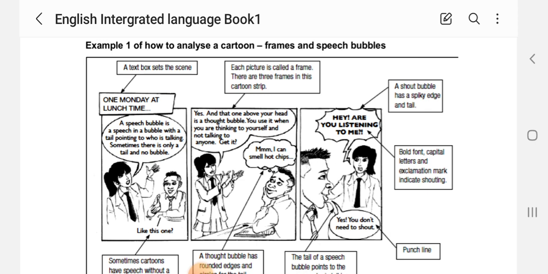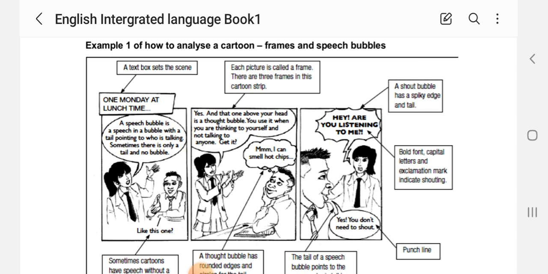Sometimes there's only a tail and no bubble. Okay, it's still the same thing. Someone is talking out loud. The tail is that thing that is pointing at the person, the drawing's mouth. Okay, and then in frame 2 is where they say yes, and that one above your head is a thought bubble. Okay, if it's above your head, it's a thought bubble. You use it when you're thinking to yourself and not talking to anyone.